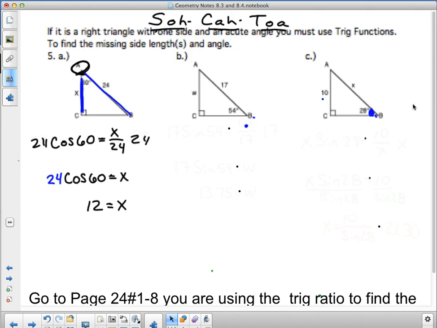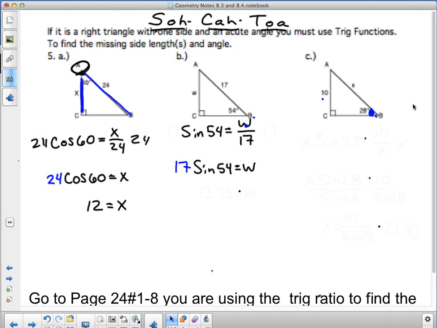I've got W is opposite the 54. I have 17 is my hypotenuse. Opposite over hypotenuse, that's going to be my sine. Sine of 54. Remember that sine of 54, that angle value in with sine, delivers a ratio relationship that is exactly the same as W over 17. That's how this works. Now, I just solve for W by multiplying by 17 on both sides.